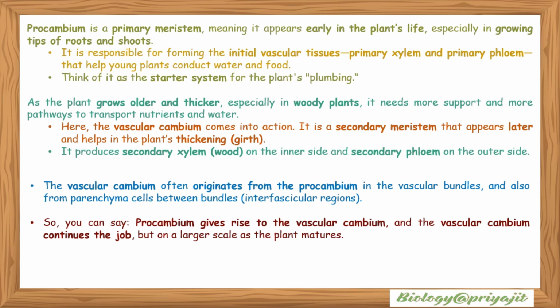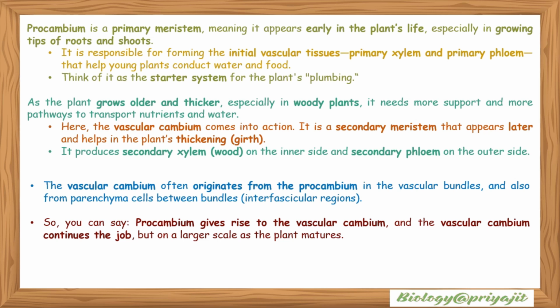Procambium is a type of primary meristem, meaning it appears early in the plant's life, especially in growing tips of roots and shoots. It is responsible for forming the initial vascular tissues, primary xylem and primary phloem, that help young plants conduct water and fluid. Think of it as the starter system for the plant's plumbing network.